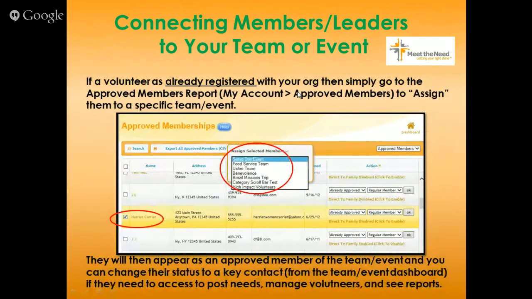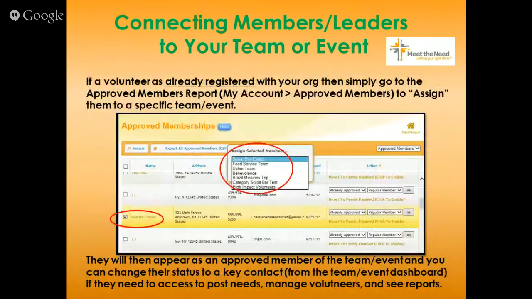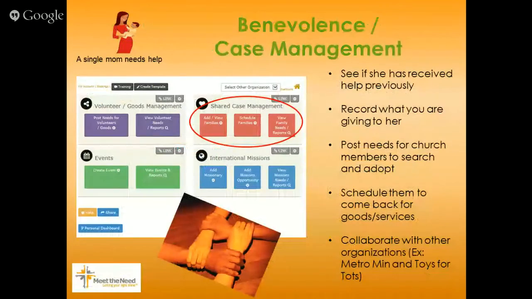For those that are already registered with your organization, if you just go to your approved members report from your master dashboard, you can check beside a person's name, and a drop-down list of all your teams and events shows up where you can assign them to any particular team or event and then change their status on that team or event's dashboard. So really it depends on whether that volunteer is not registered yet, where they'll need a unique link for you to connect them, or they're already registered and you can just go in and assign them to a particular team and change their status.